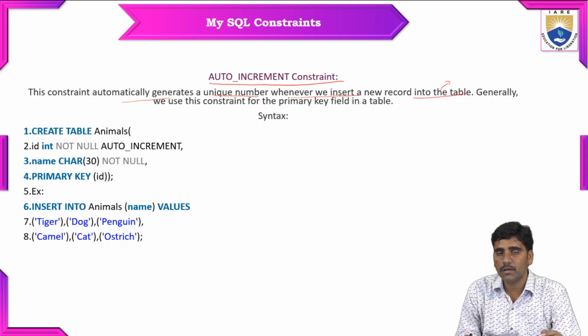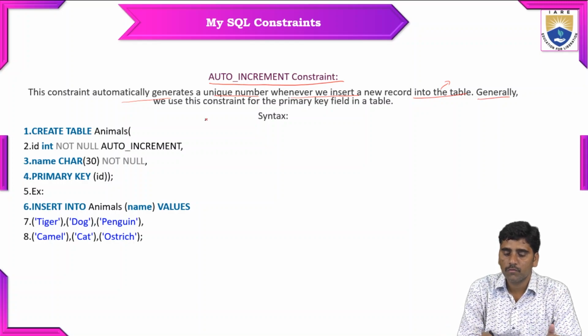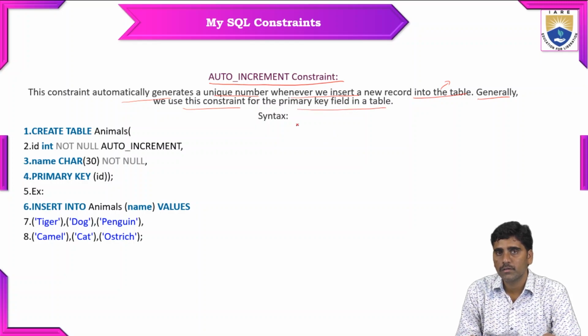Similarly, like in an Excel sheet, we can drag and drop with the right number. If you drag and drop to the bottom, then automatically the increment will be counted. The same thing happens with this auto increment constraint. Generally, we use this constraint for the primary key field in the table.